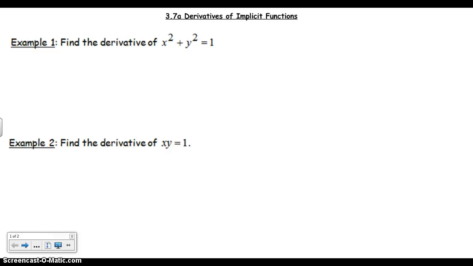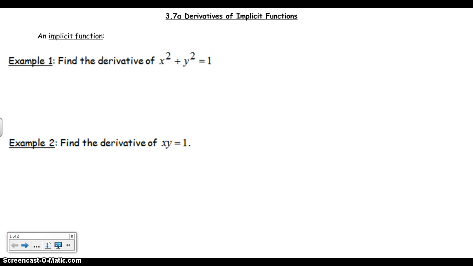In this video, we're going to look at finding the derivatives of implicit functions. An implicit function is a function that involves multiple variables, x and y. So an implicit function has multiple variables, and generally the variables are on the same side of the equal sign.